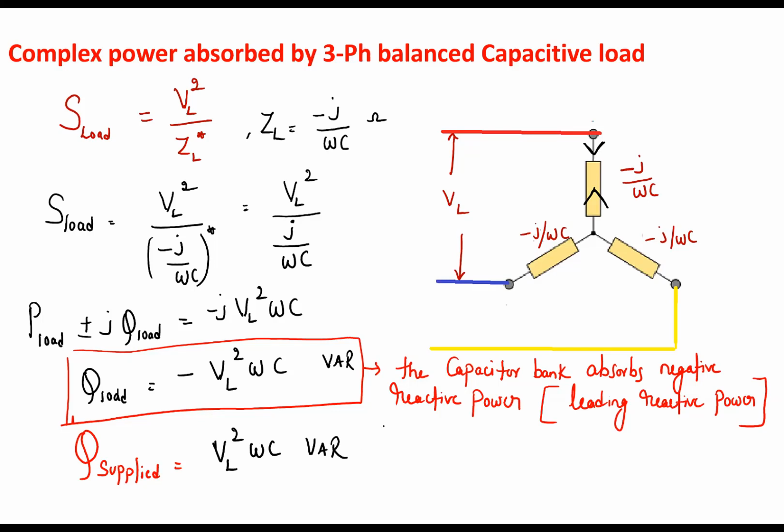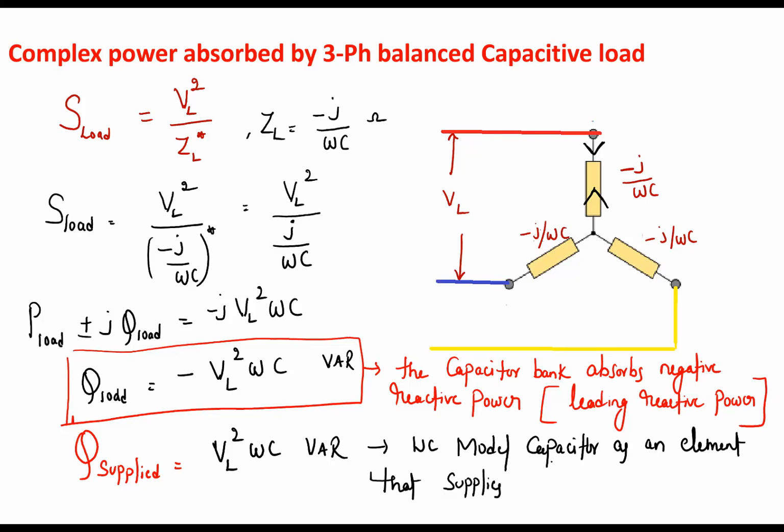So this is how we model the capacitor. We model a capacitor as an element that supplies positive reactive power. Understand? So this is how we treat a capacitor in the power system. We treat an inductor as an element which absorbs positive reactive power, and a capacitor as an element which supplies positive reactive power. Understand?